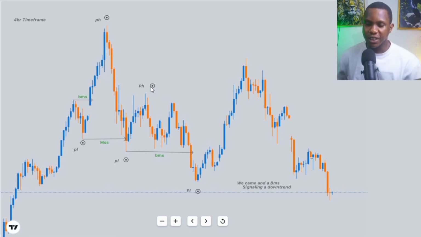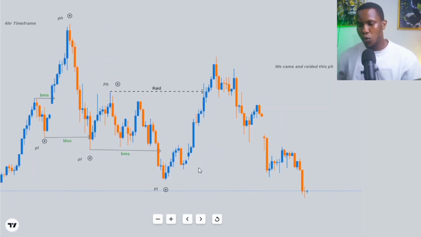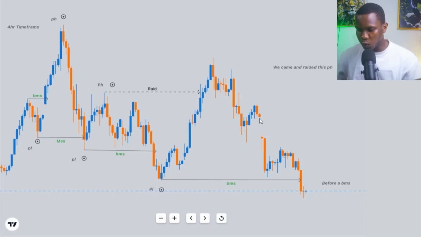Here is our previous high. Here is our previous low. Can you see how we moved from this previous low to come and raid this previous high right here before we came to make a break of market structure? And can you see this sideways movements right here?